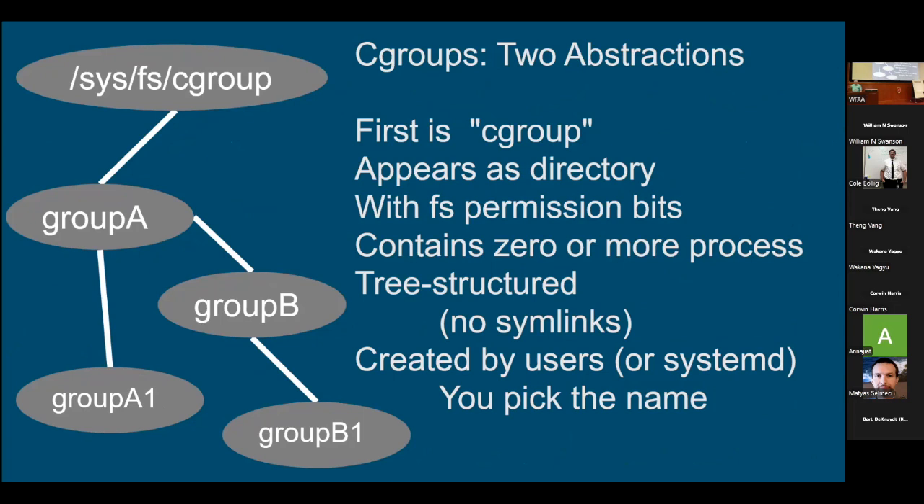Even though this is in the file system namespace, you can't have symbolic links. So it's a strict hierarchy. It's not a graph. The group names are created by user space, usually including systemd. And every process in the system exists in exactly one cgroup. You can't opt out of the cgroup system. So that's abstraction number one.